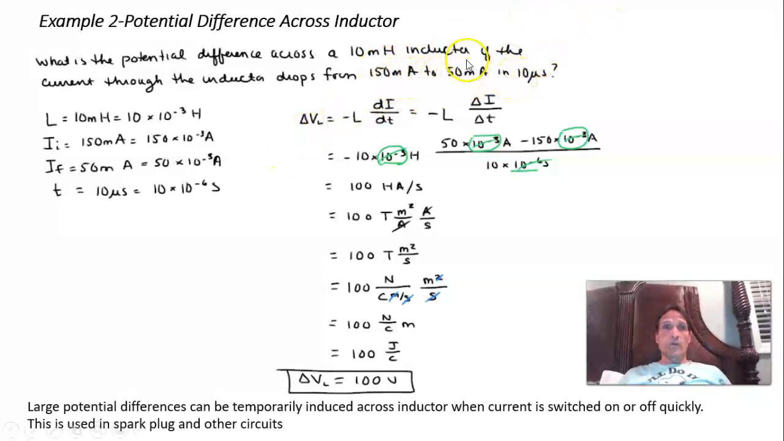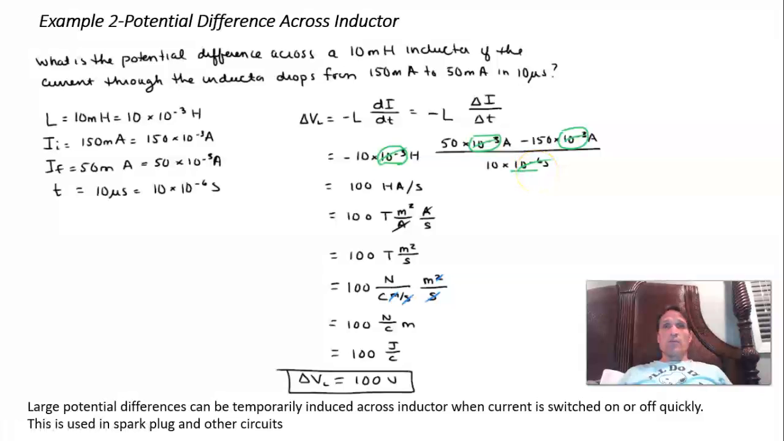Okay, so let's look at what we know. L is 10 millihenries, which is 10 to the negative 2 henries. Now we've got to calculate di/dt, or change in current over the change in time. Okay, final current is 50 milliamps. Original is 150, and so the change is negative 100 milliamps in a time of 10 microseconds, which is 10 to the negative 5 seconds.